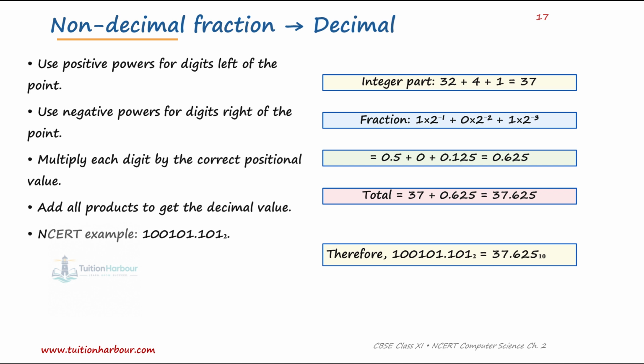To convert a non-decimal fraction to decimal, use positive powers on the left of the point and negative powers on the right. For 1001001.101 binary, the integer part is 37 and the fraction is 0.625, giving 37.625 decimal.